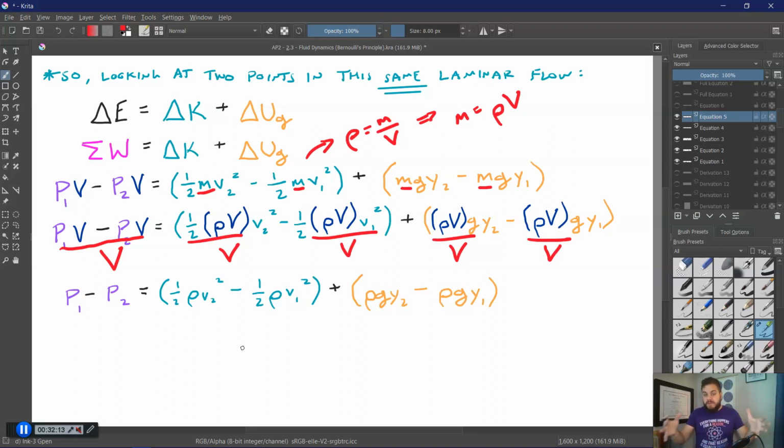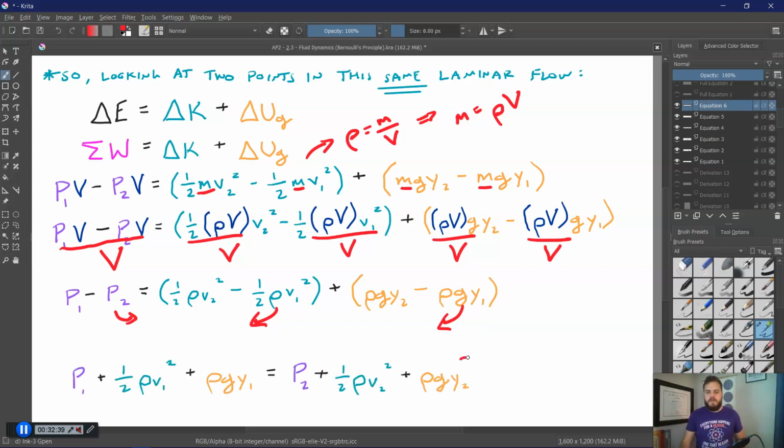Now, this is actually pretty much done, but the issue is I want to be able to compare 2 points in the flow. So I'm going to put everything that talks about one point on one side of the equation and everything that talks about the other point on the other side. I'm going to move everything with a 1 over to the left-hand side, and move the pieces with a 2 over to the right-hand side. So I'm basically just adding all of these across, and we are left with this final equation right here.